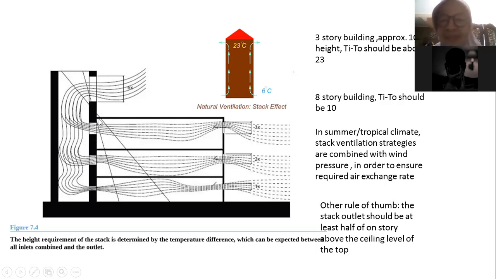Equal to one story, sorry, one story above the ceiling level of the top. That is why we mentioned it as a rule of thumb. That means it comes from experience or research results that were conducted before.